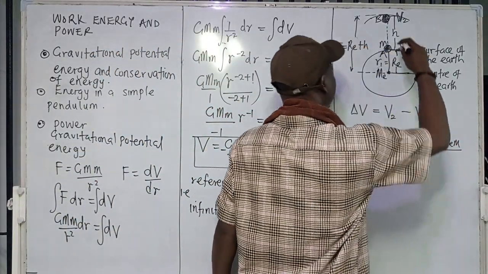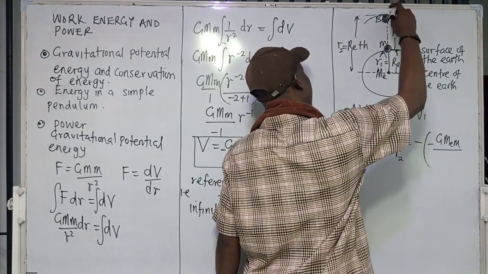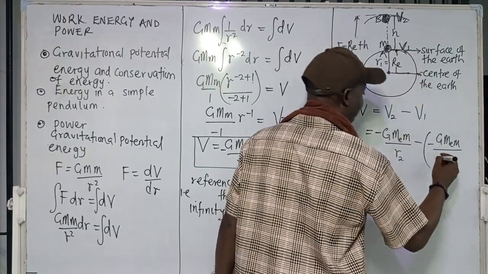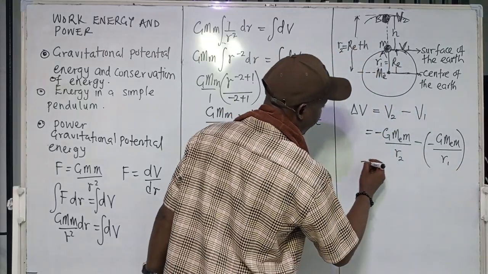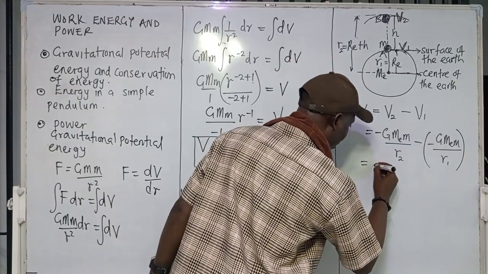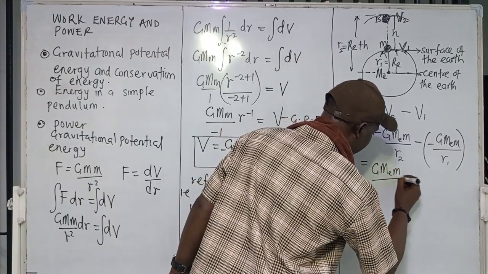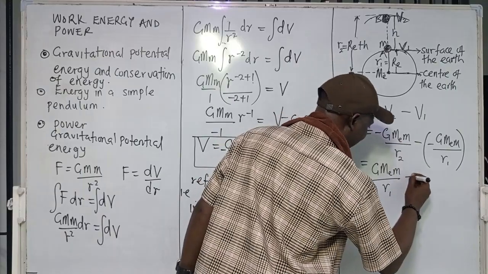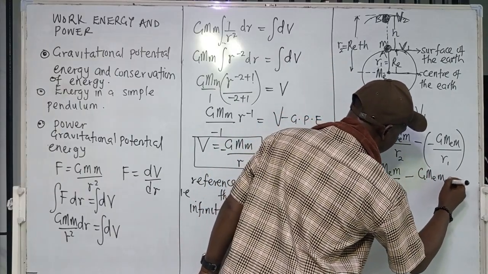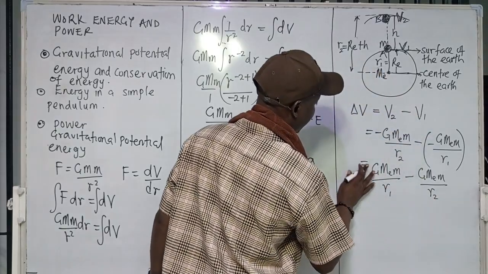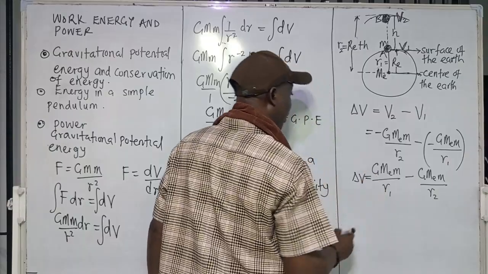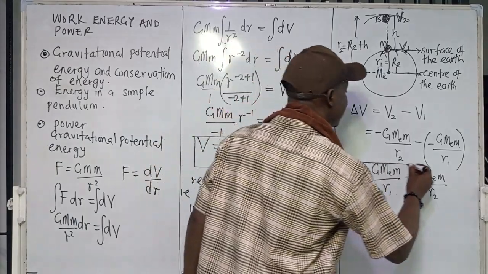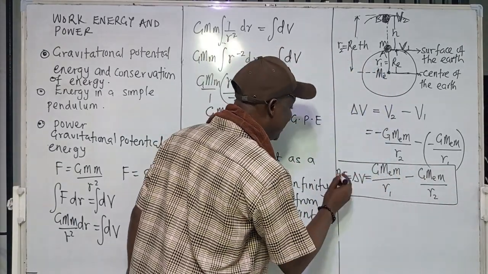G M E M over what? From here to here, the initial position V1, what is the distance? R1. Now, if I solve it, I'm going to have minus and minus is plus. So I would have G M E M over R1, plus minus G M E M over R2. So this is what we call the potential energy.